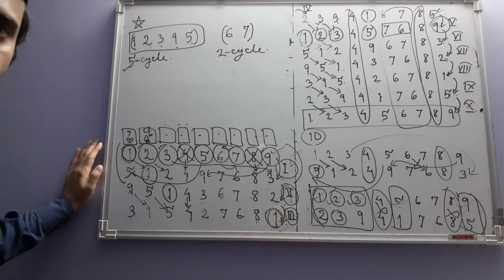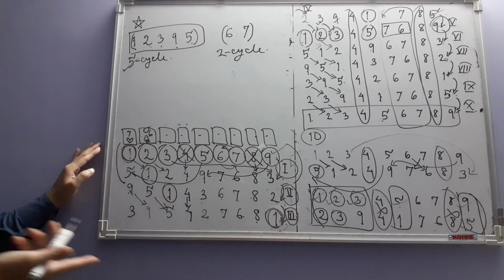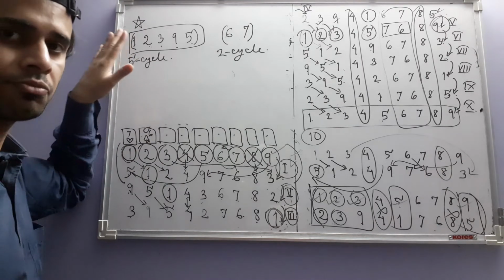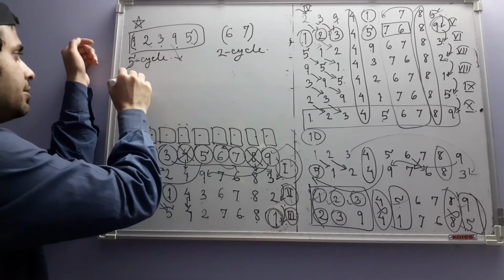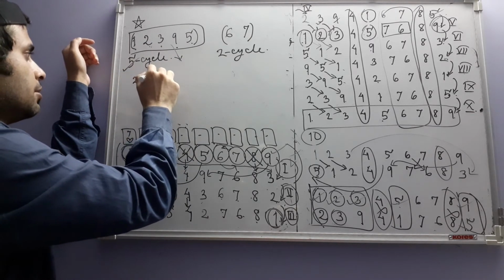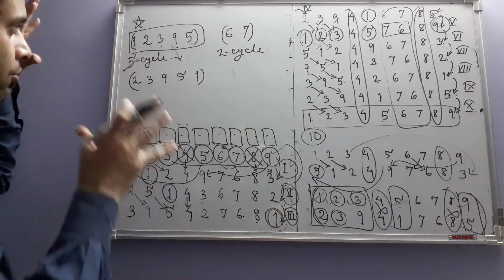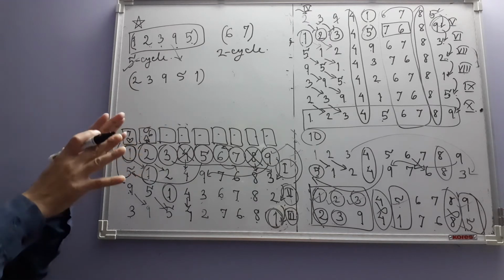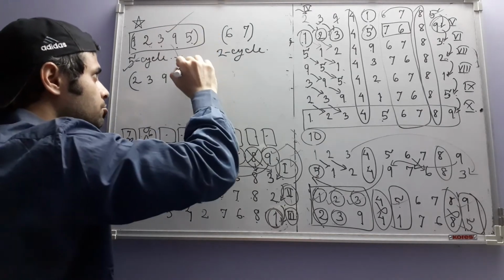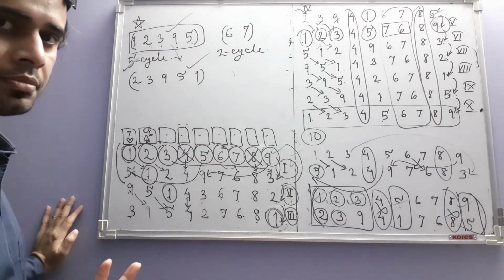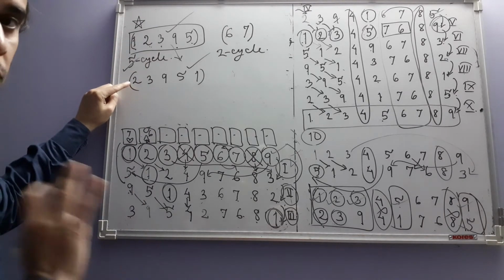Is it the same for 2? It is the same for 2. Now, but why? Why is it same for 2? It's because, you see, instead of this 5 cycle, if I write like this, 2, 3, 9, 5, 1. Now, according to our way of writing, according to the definition of this notation, are these two cycles different? They look different because this is starting from 1, this is starting from 2. But actually they are not different.